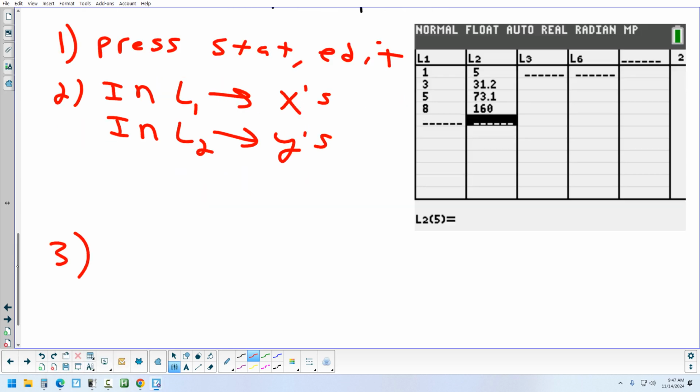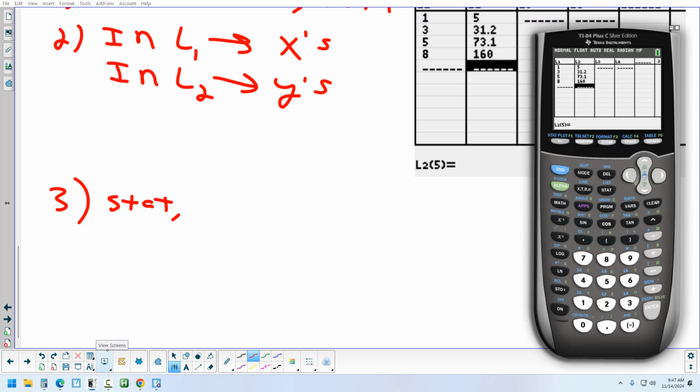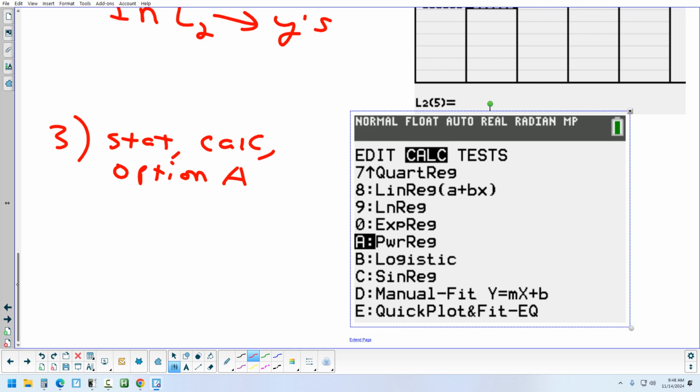All right, so step 3, you're going to press Stat, and this time we're going to go to calculate. And we're going to pick option A. So go to Stat, Calc, option A. Right there. It says PWR regression.